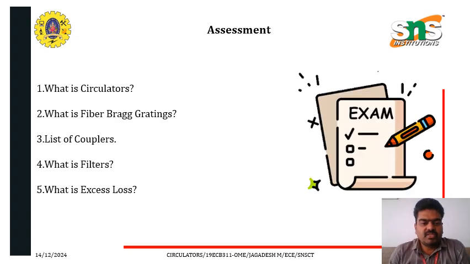So let's take the assessment. The first question, what is a circulator? Second question, what are fiber Bragg gratings? Next, list the types of couplers. What are filters? Next one, what is excess loss?